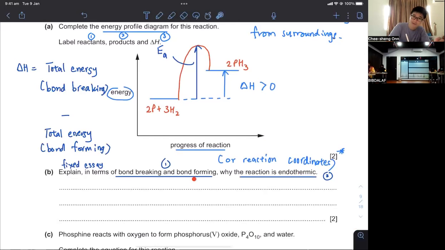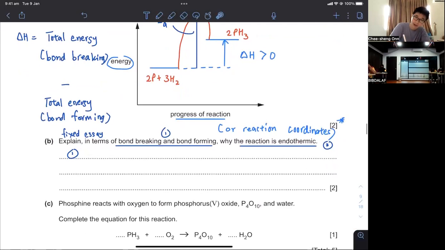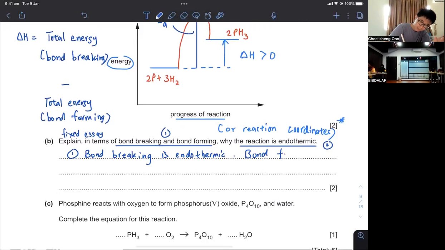But let me just go through the first point. The first point is common, whether the reaction is exo or endo. The first point is factual. Bond breaking is endothermic because when you break bond, you must absorb energy. If you don't absorb energy from the surrounding, you cannot break the bond. Bond forming is exothermic. So you just have to state these factual stuff, yeah? Because they did say in terms of bond breaking and bond forming.